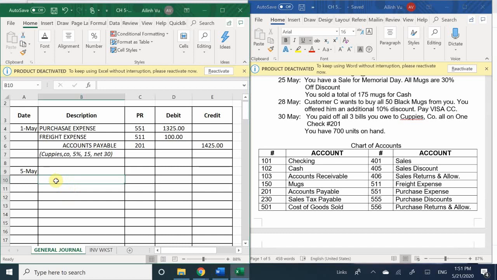But what are we returning? What are we supposed to be getting back? We're returning mugs. But how did we pay the vendor? Accounts payable. So they have to give us back our money, right? Because we have it on accounts payable, how are they going to give that back to us? Accounts receivable? Not accounts receivable. They don't owe us money. We owe them money.